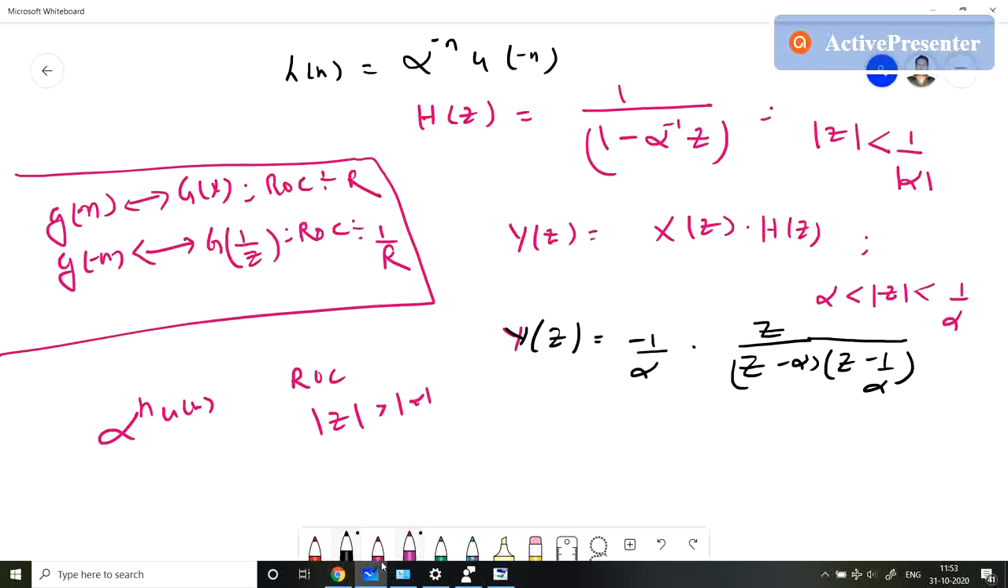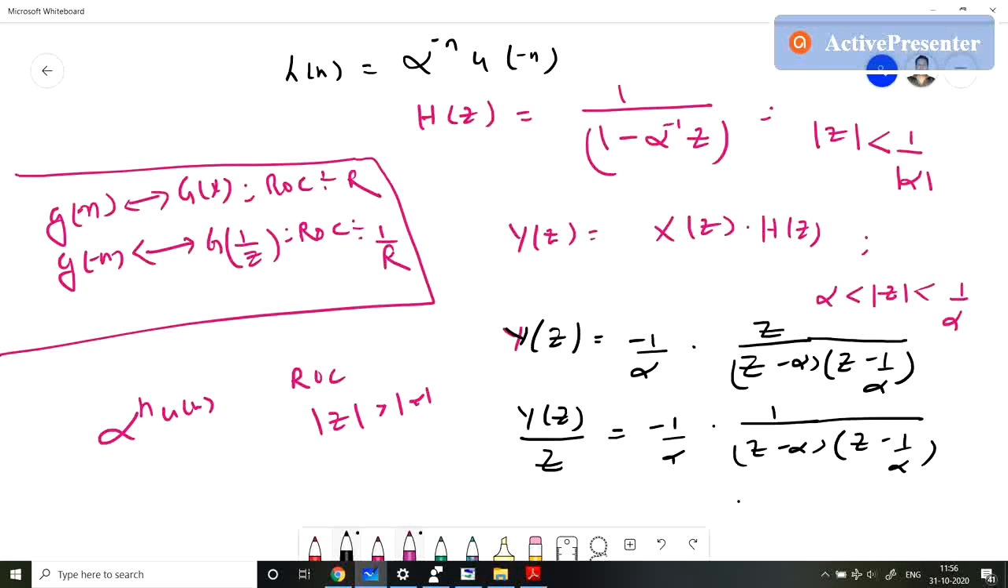Now we can find out Y(z) divided by z. Basically, this z will cancel out. So it is minus 1 divided by alpha, 1 divided by z minus alpha, z minus 1 by alpha, and that is equal to C1 divided by z minus alpha plus C2 divided by z minus 1 by alpha. Now we can find out the value of C1 and C2. So what is the value of C1 and what is the value of C2? So we can find out.